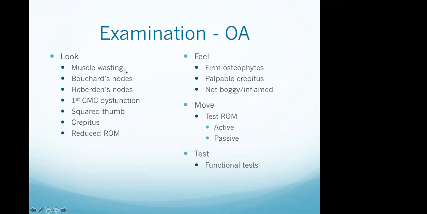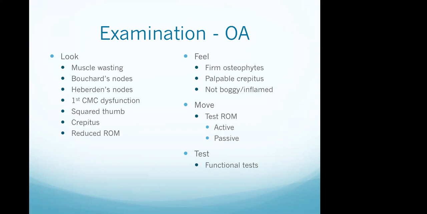So muscle wasting is not too specific, but Bouchard's nodes are on our proximal interphalangeal joints, Heberden on the distal ones. The first carpometacarpal you might see as a square thumb. Crepitus shouldn't be here, it probably should be on the feel, and reduced range of movements by asking them to do things, obviously. From the feel, we've got the osteophytes, there's the crepitus, and they aren't boggy and inflamed, which we'll get to, which is a sign of rheumatoid instead. You should test their range of movement and then any functional test you like. So everyone's got the ones they do.